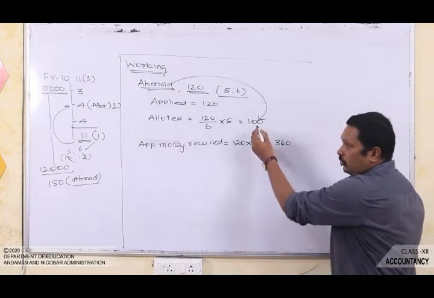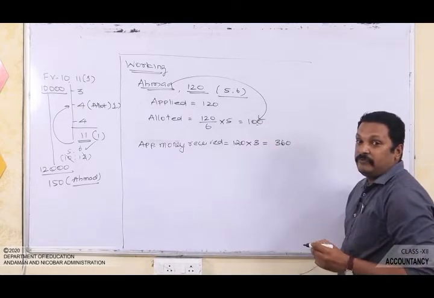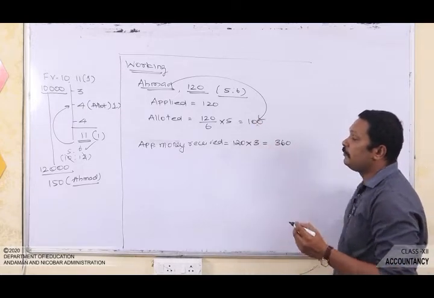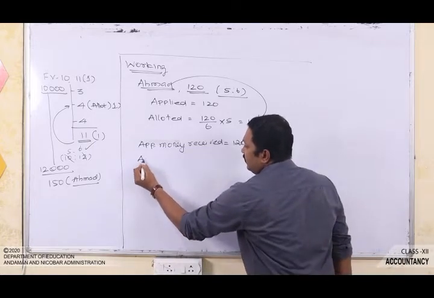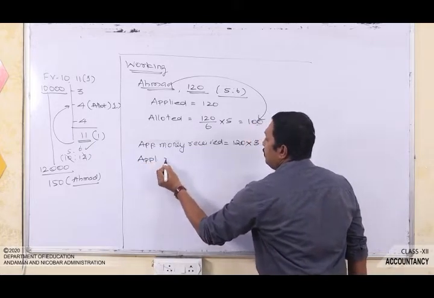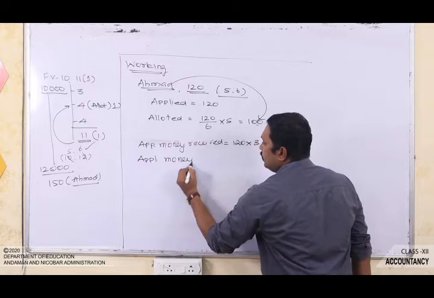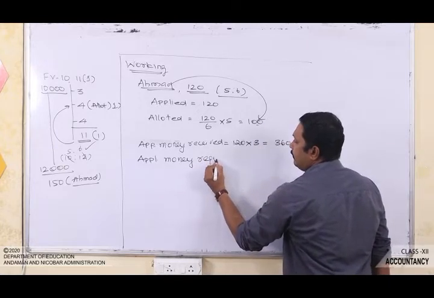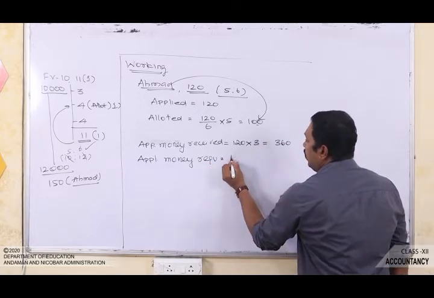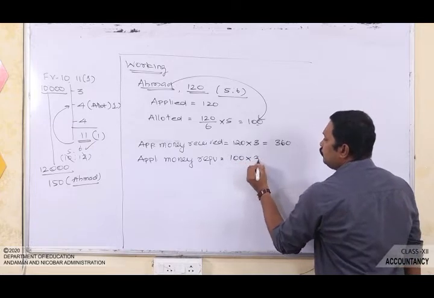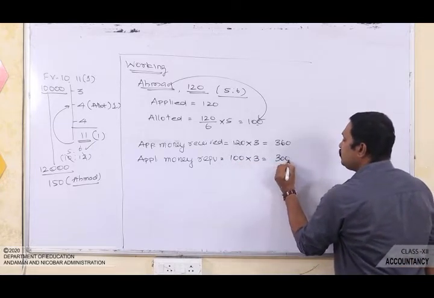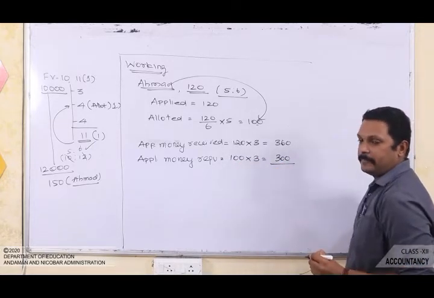But how much we allot? We allot only 100 shares. We can only adjust for up to the 100 shares. So, we have to write here application money required. How much? 100 into 3. That is 300 only required.